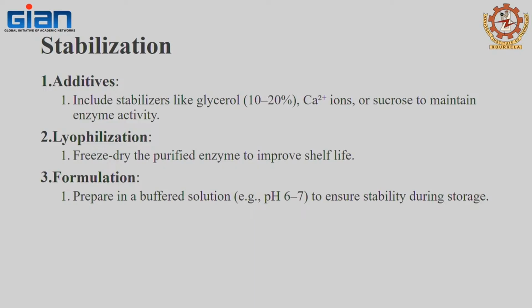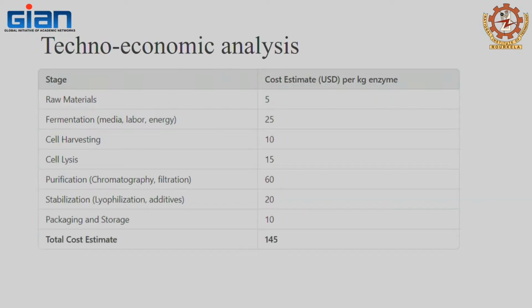And one more thing I forgot to add: E. coli produces some protease enzyme, so we have to knock out the gene corresponding to it. That's it. Thank you. So, techno-economic analysis.